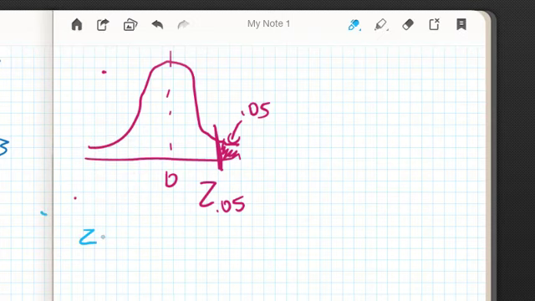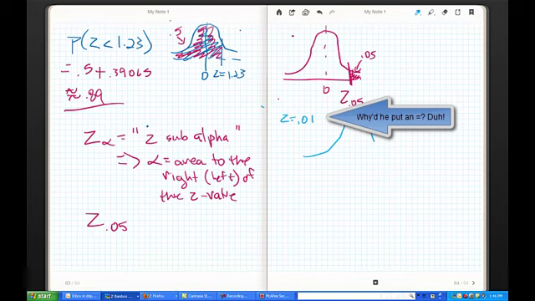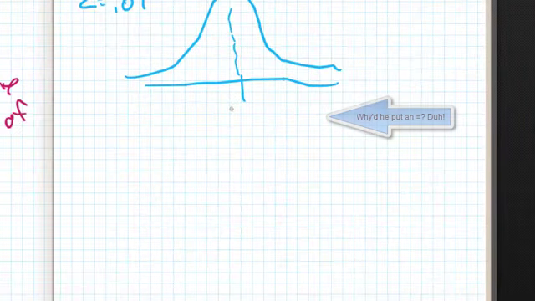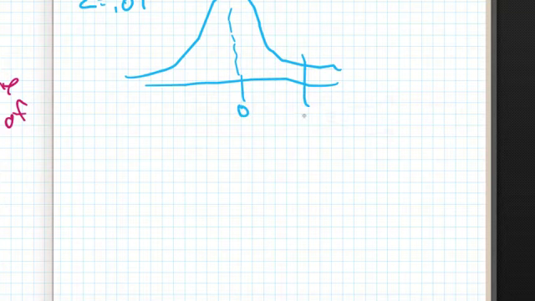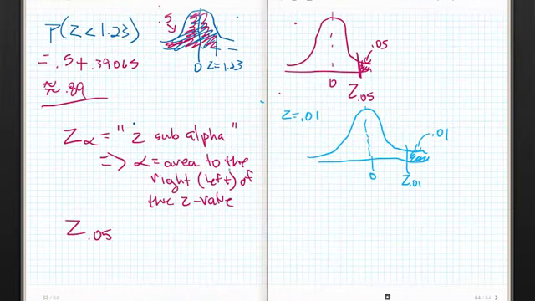If I say z sub 0.01, then that tells me, I draw myself a curve. They're all supposed to look the same, but as you can tell, they're not. Here's 0. Then over here, there is a z sub 0.01 such that the corresponding area to the right is 0.01. Well, let's play with our chart a little bit, because that's the reason that I wrote this little left thing right here.